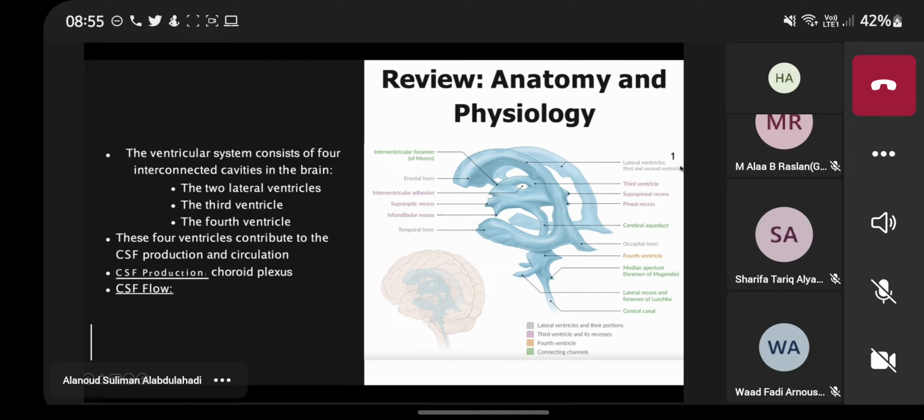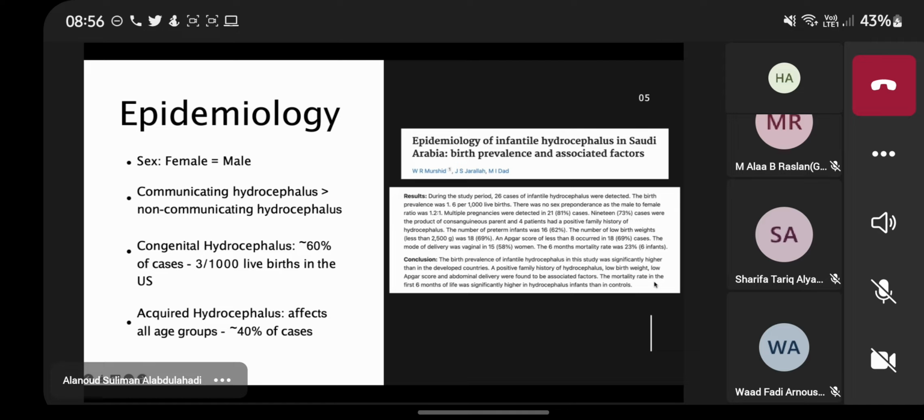As you can see here, I labeled them in the picture. So in the lateral ventricles, and then from the lateral ventricles to the 3rd ventricle by the interventricular foramina of Monro. And then from the 3rd ventricles into the 4th ventricle by the cerebral aqueduct, and then to the subarachnoid space by the foramina of Luschka and the foramina of Magendie. And then after that, it goes by reabsorption in the arachnoid granulations, and then it will go and drain into the dural venous sinuses.